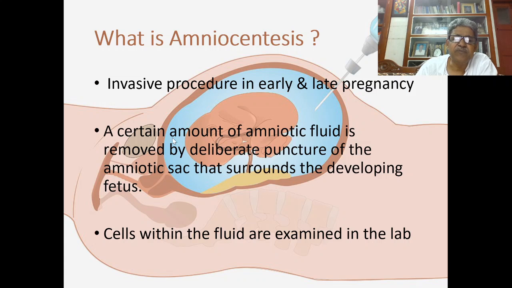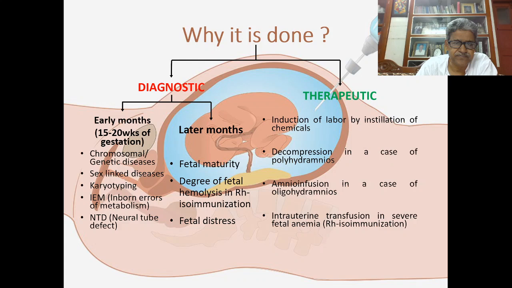This is the amniotic cavity filled by amniotic fluid. Here is the embryo. This is the mother's womb. This is the placenta. Now, after collecting the amniotic fluid, different cells within the fluid are examined in the lab for different diagnosis and treatment protocols. Now, where and when is such a procedure followed? Exactly for two purposes. One is the diagnostic purpose, another is the therapeutic purpose. Now, what is the diagnostic purpose?